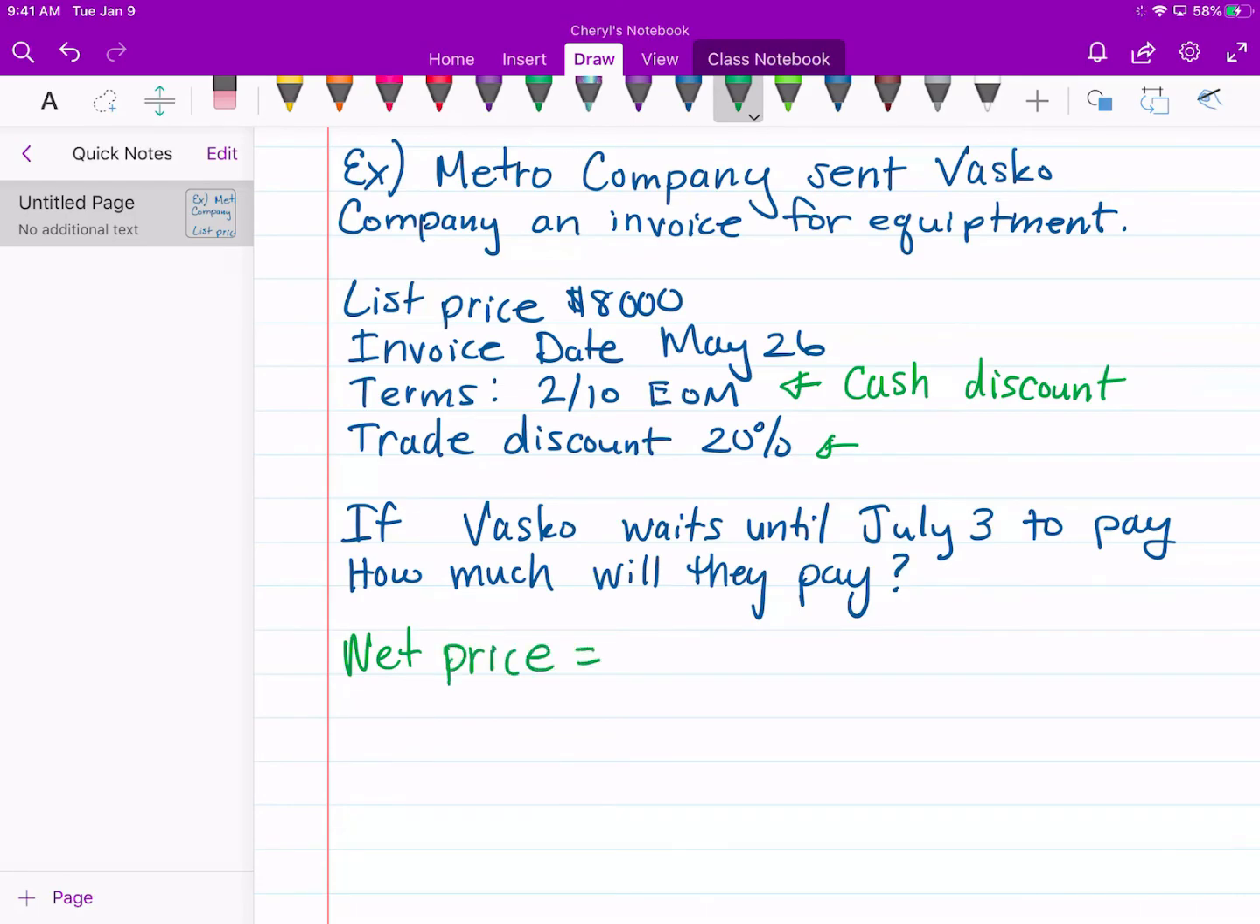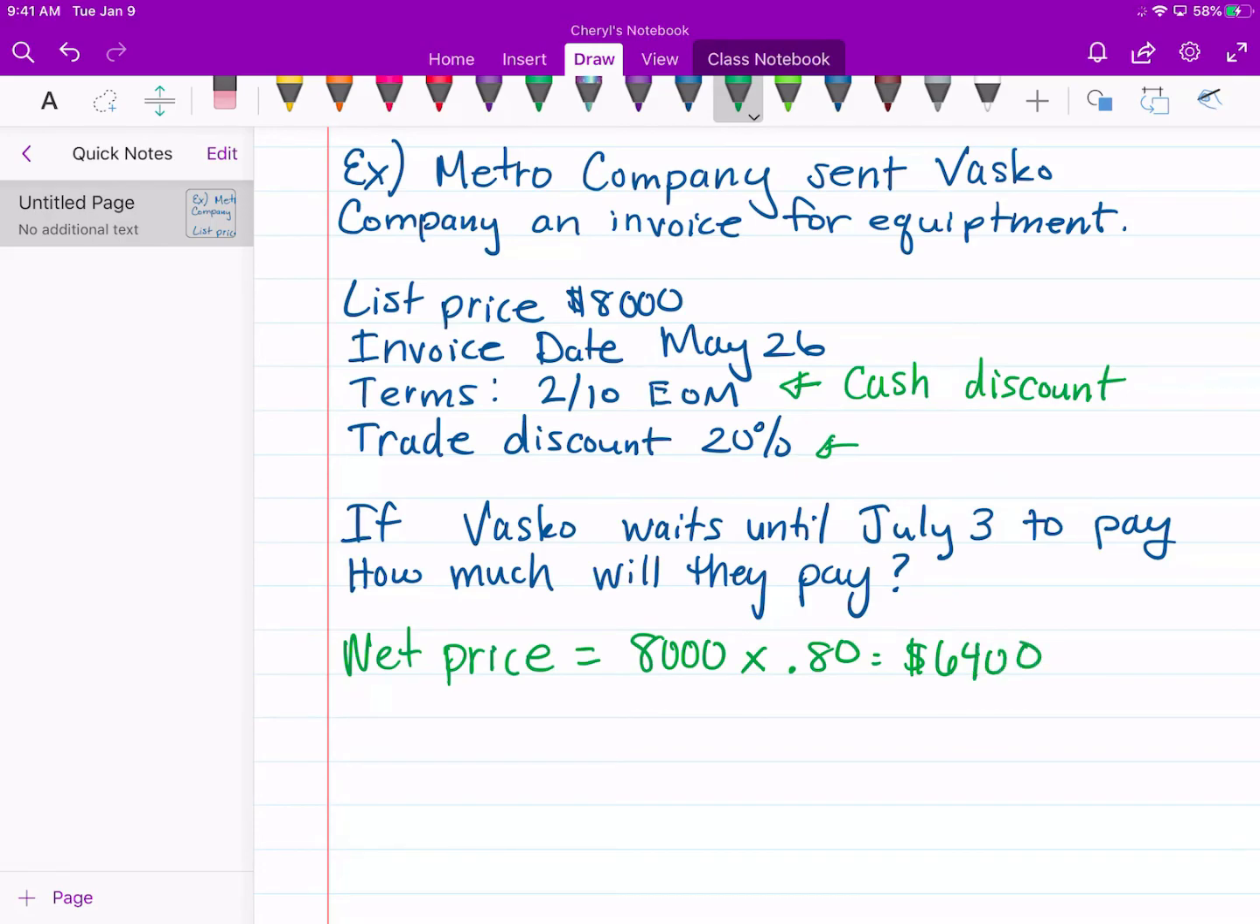The net price is the price of the equipment after the trade discount has been taken off. Since the list price is $8,000 and the trade discount is 20%, if we're getting a discount of 20%, then what we're going to actually pay would be 80%. That's what we're trying to figure out for the net price, after the discount. Without the discount, it's $8,000. After the discount, they're going to have to pay 80%. And when I multiply that out, we get $6,400.